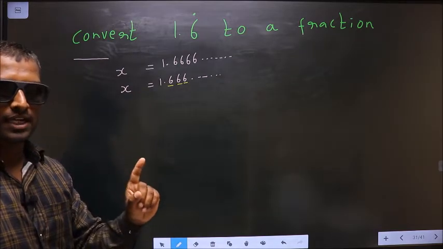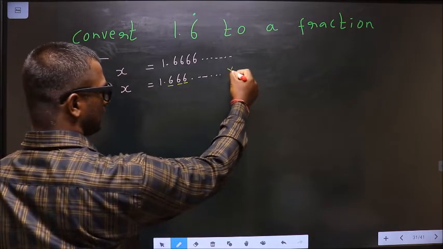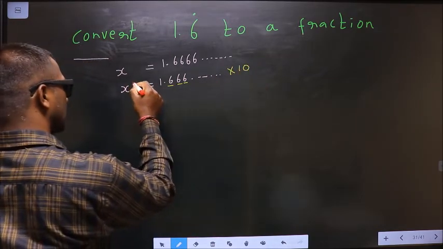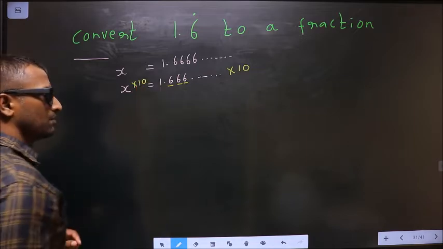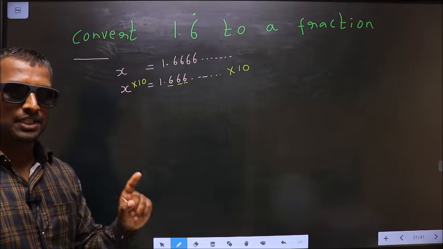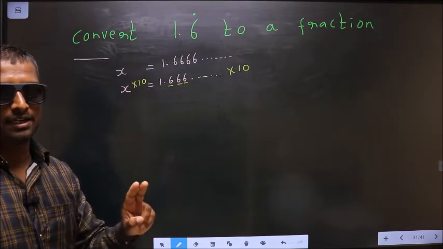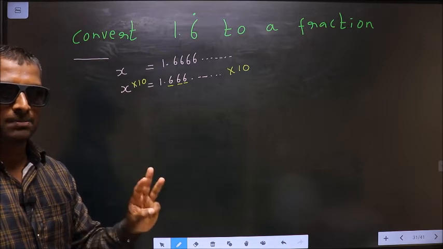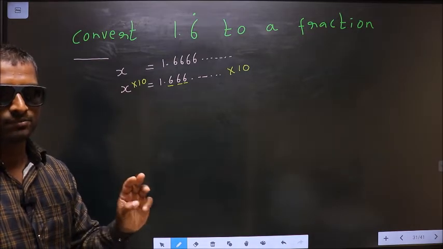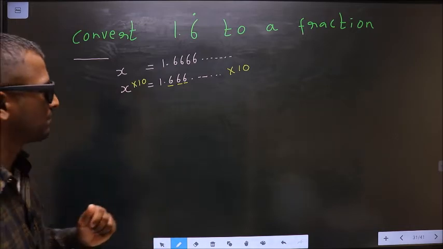So, whenever only one number is being repeated, you should multiply by 10 on both sides. See, man, whenever one number is being repeated, multiply by 10. Had it been two numbers being repeated, multiply by 100. Had it been three numbers, multiply by 1000. This is a rule. Okay, next.